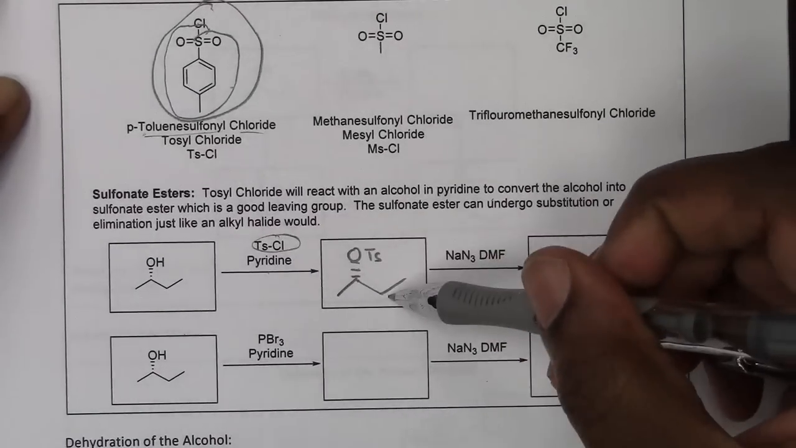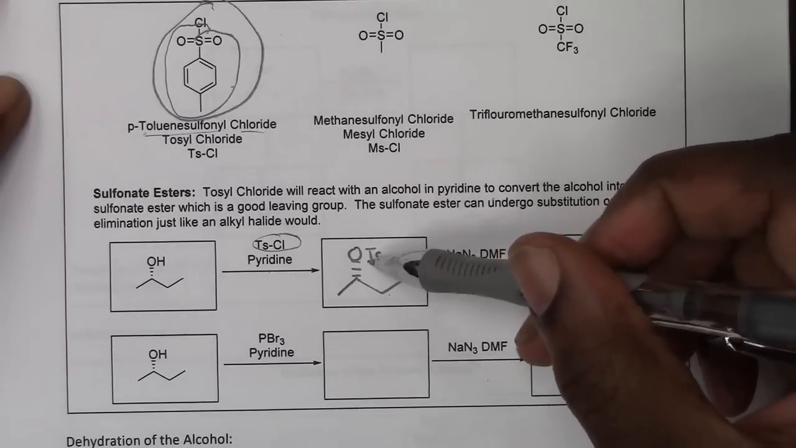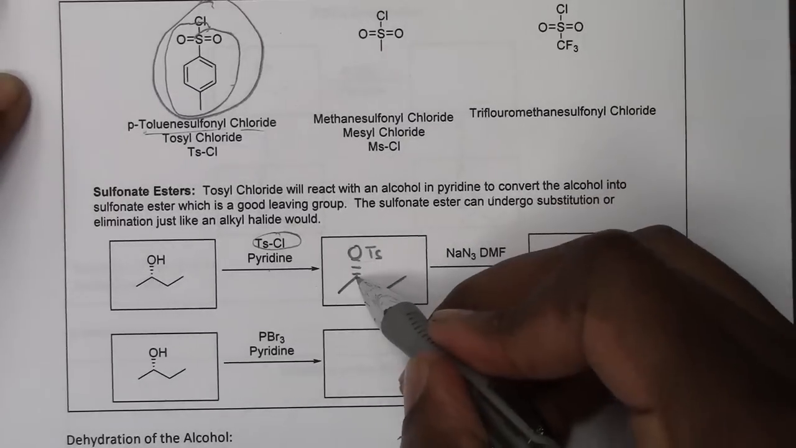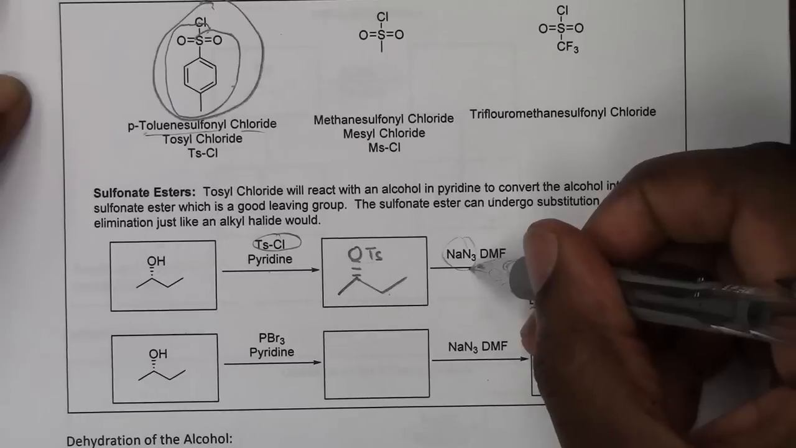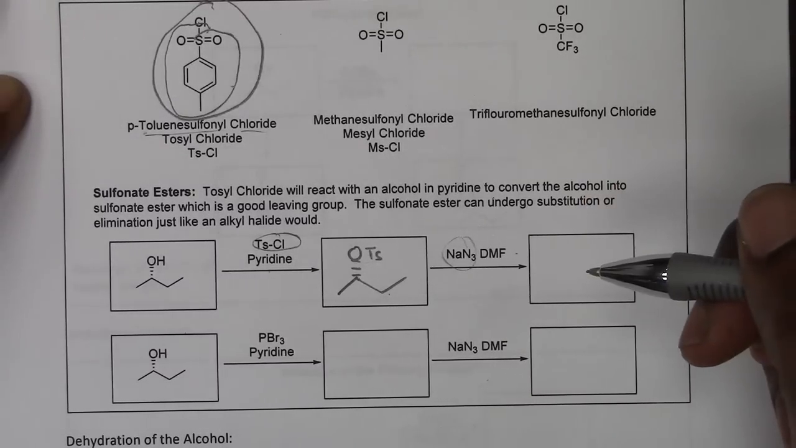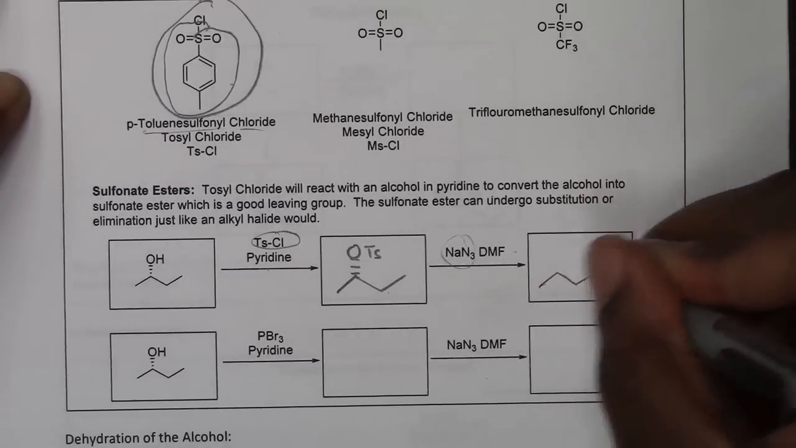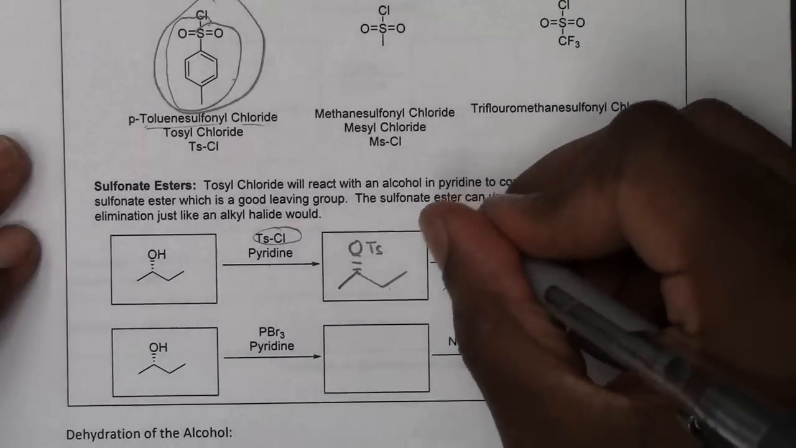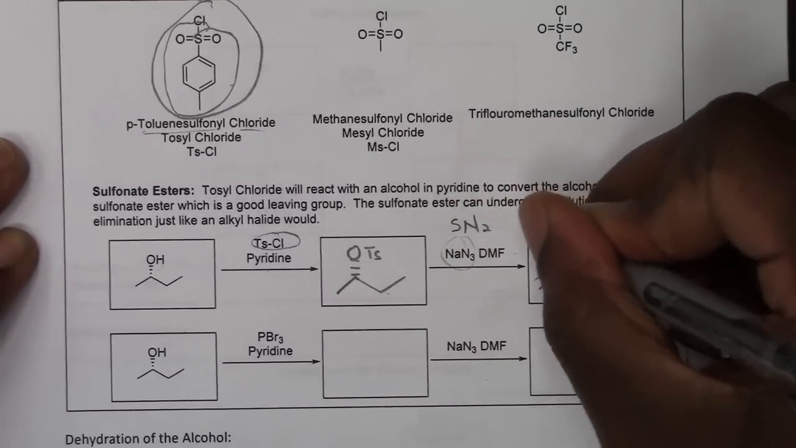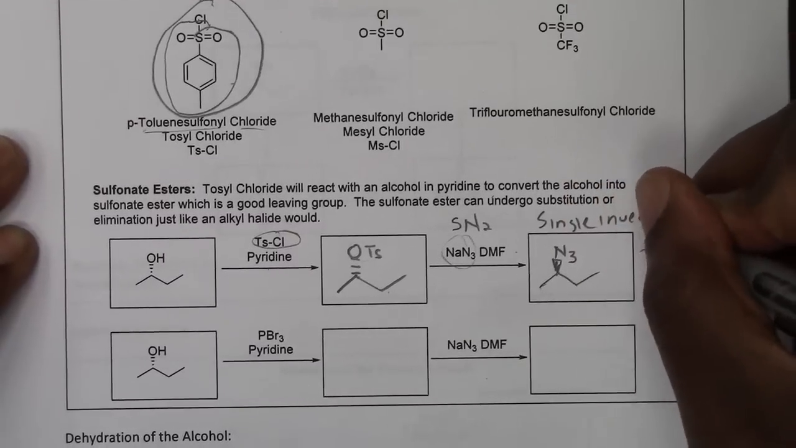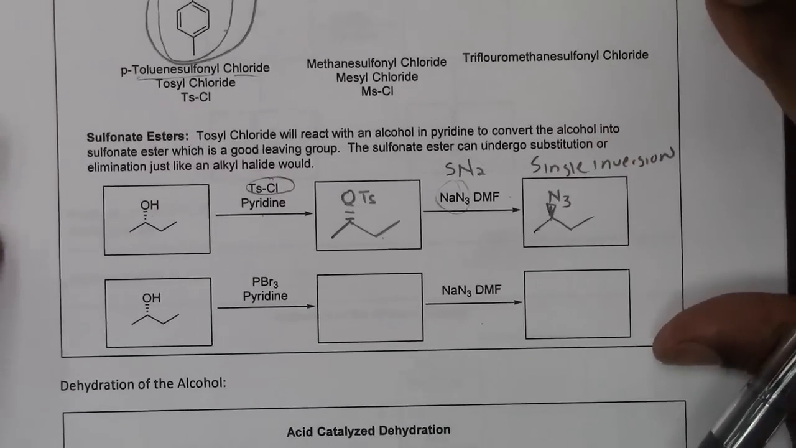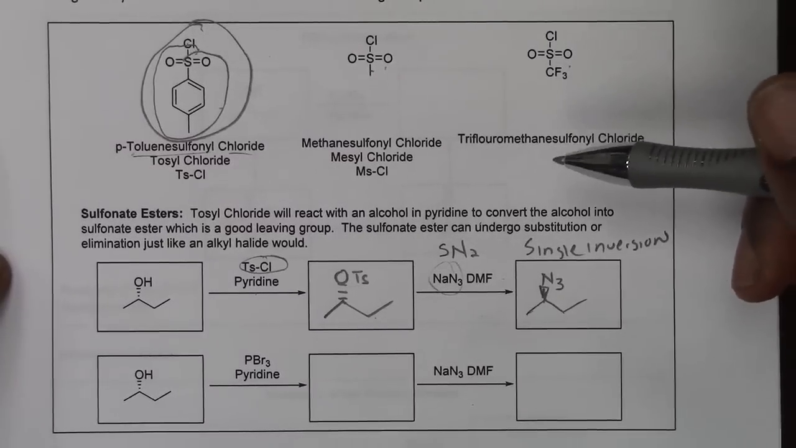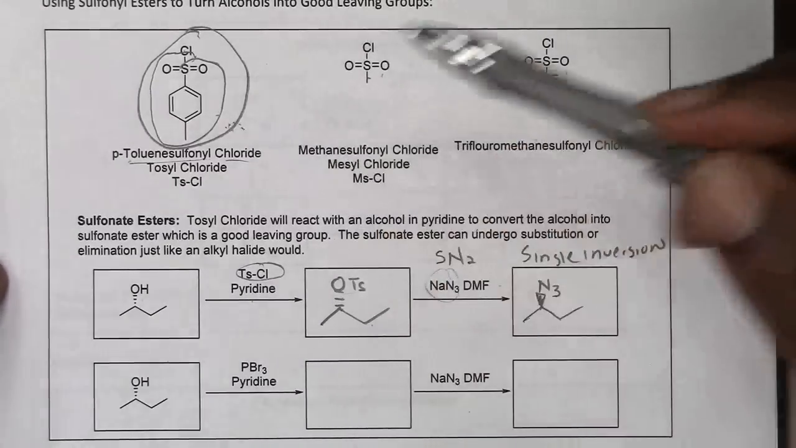Now if we react this structure, which is essentially an alkyl halide because it's a good leaving group, with some nucleophile, we have a secondary alkyl leaving group, we have a good nucleophile weak base. What mechanism is this? SN2, so we will end up inverting the stereochemistry. So this is SN2 and it's a single inversion. Now just so you guys know, these other structures are examples of sulfonyl esters as well, but the most common one that you'll see on your exam is the tosylate.